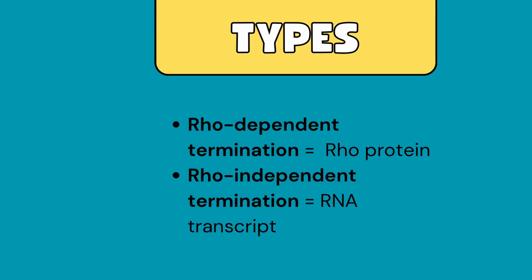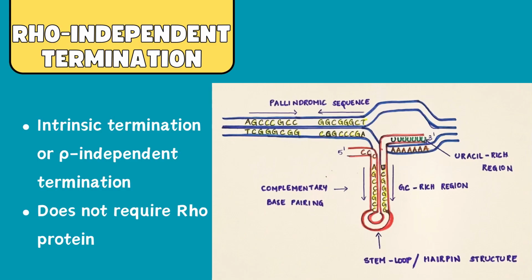In Rho-dependent termination, termination is mediated by Rho protein, a helicase enzyme. Whereas in Rho-independent termination, the termination is mediated by the RNA transcript itself. It does not need protein factors like Rho protein. Let's discuss more about Rho-independent termination. It is also called intrinsic termination.